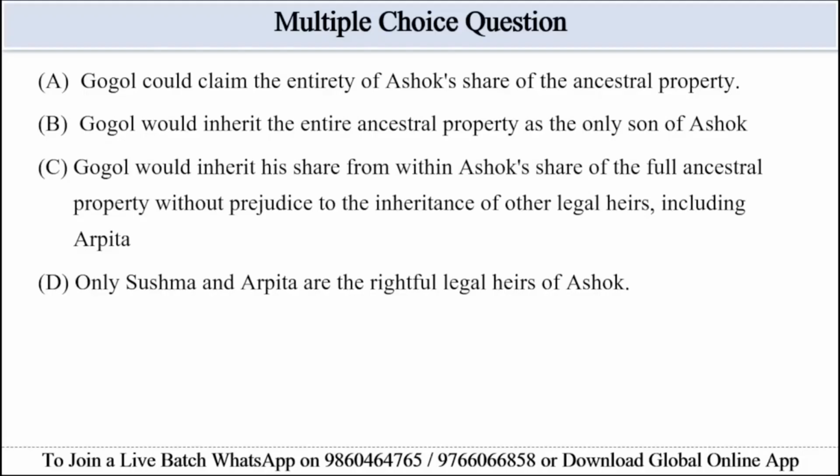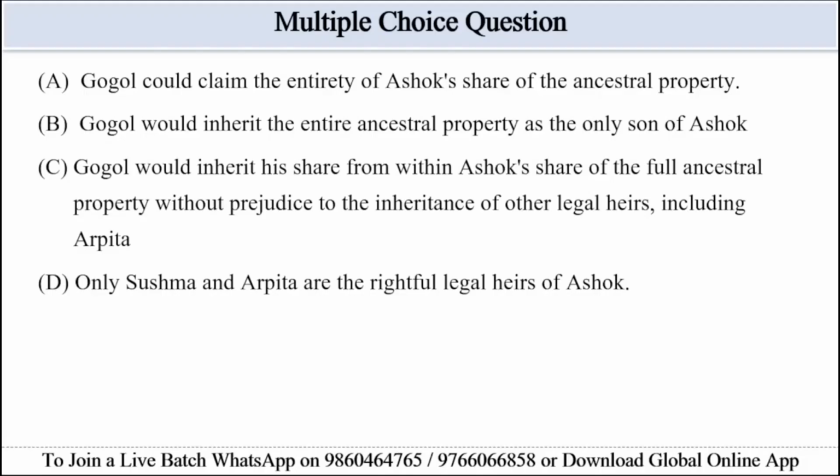This one is incorrect. Gongol gets a portion of Ashok's share only, not the entire share alone. In case of option B, Gongol would inherit the entire ancestral property as the only son of Ashok. So this one is wrong. The property belongs to the entire family and Gongol inherits only the parents' portion.